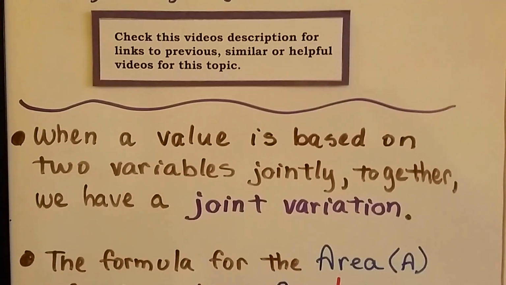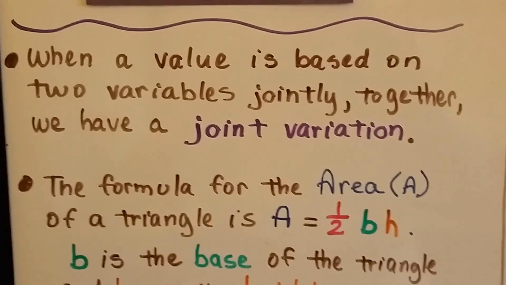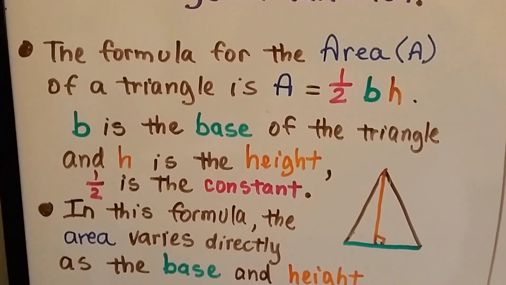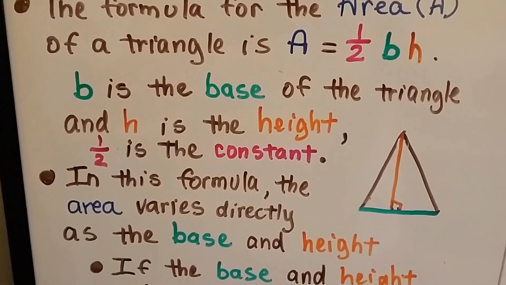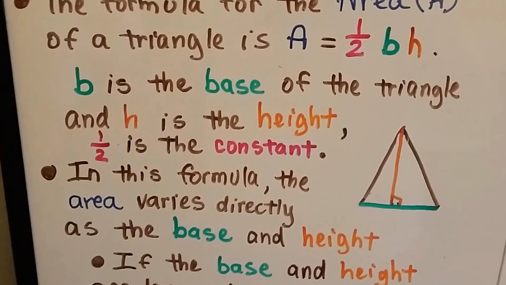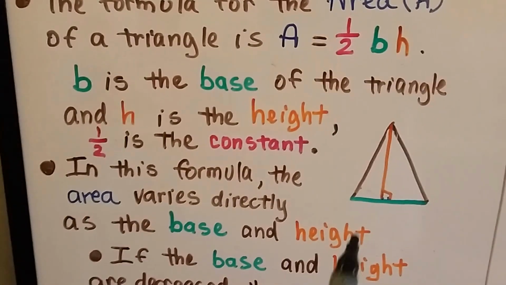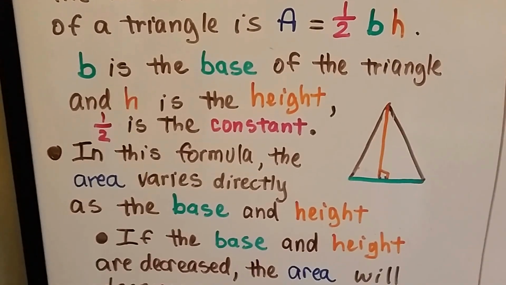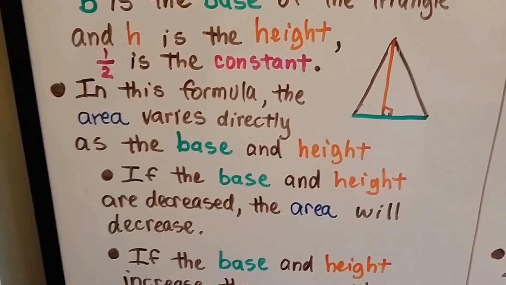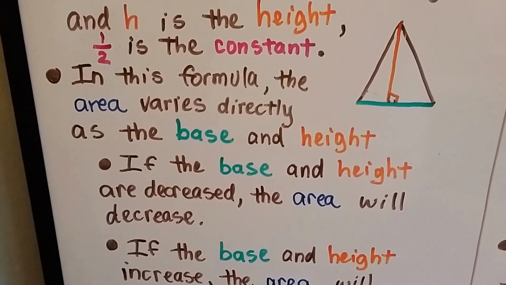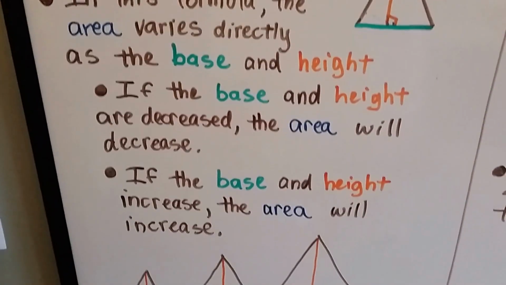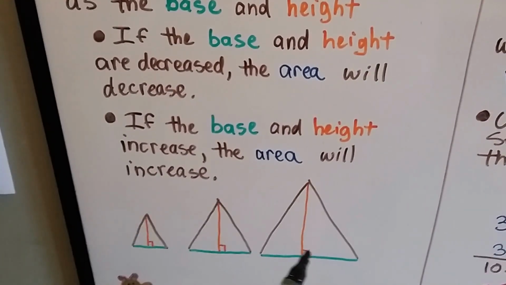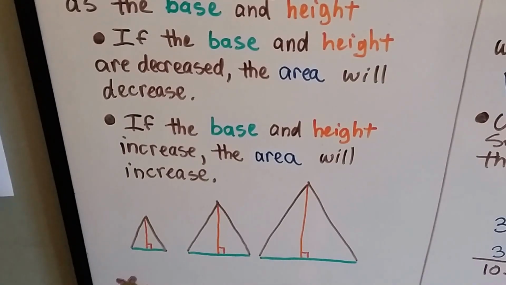All right? So when a value is based on two variables jointly, it's based on them together, we have a joint variation. The formula for the area A of a triangle is A equals half BH. That B is the base of the triangle. See the green base? And the H is the height. And the half is that constant, the constant of variation. Well, in this formula, the area varies directly as the base and height. If the base and height are decreased, the area will be decreased. If the base and height are increased, the area inside of the triangle will increase.